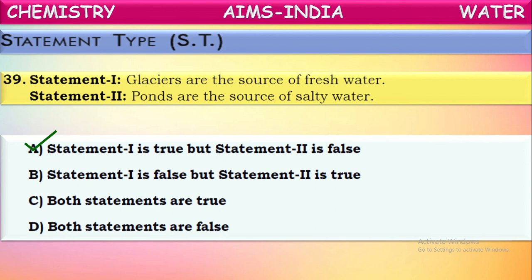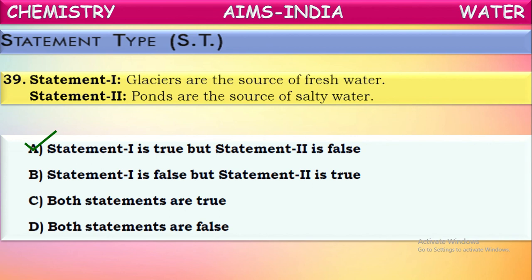Yes, in the summer season, glaciers melt and produce fresh water in the form of streams. It reaches the rivers. From there we utilize it. So fresh water is available from the glaciers. See the second statement. Ponds are the sources of salty water. Is it true? No.